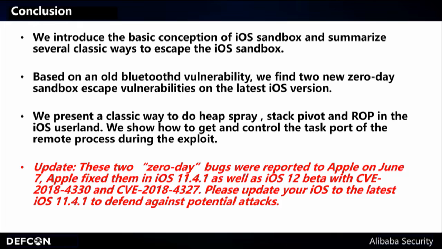So here is the conclusion. First, we introduced the basic concept of the iOS sandbox and summarized several classic ways to escape the iOS sandbox. Based on the old bluetoothd vulnerability, we found two new zero-day sandbox escape vulnerabilities on the latest iOS version. And we presented a classic way to do heap spray, stack pivot, and ROP in iOS user land. Then we showed how to get and control the task port of the remote process during the exploit.